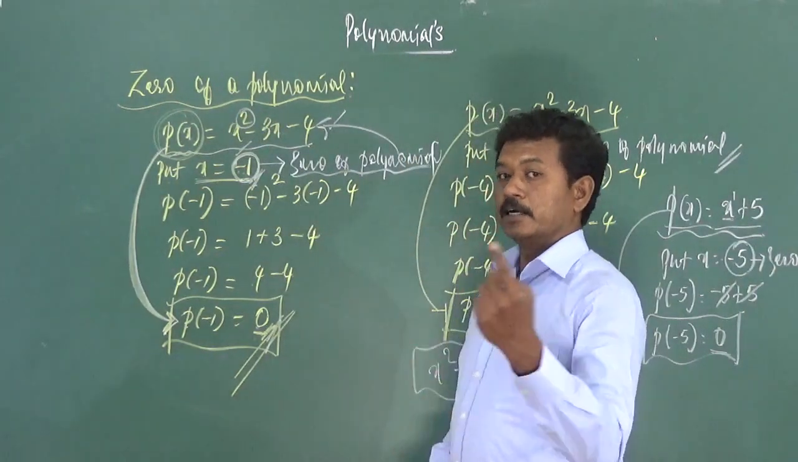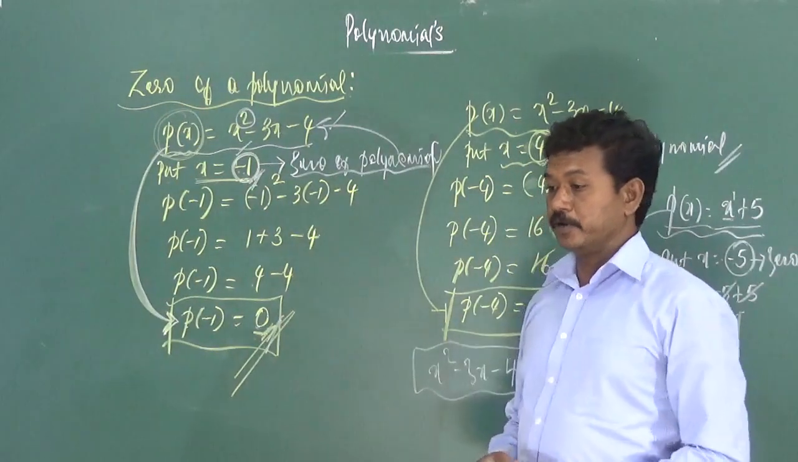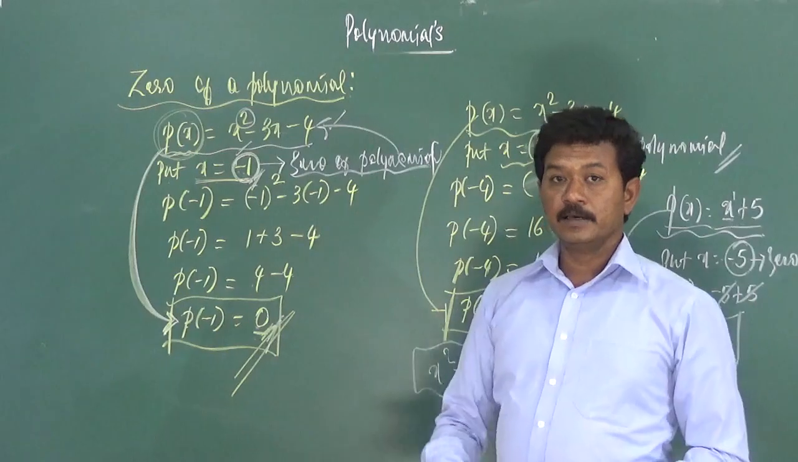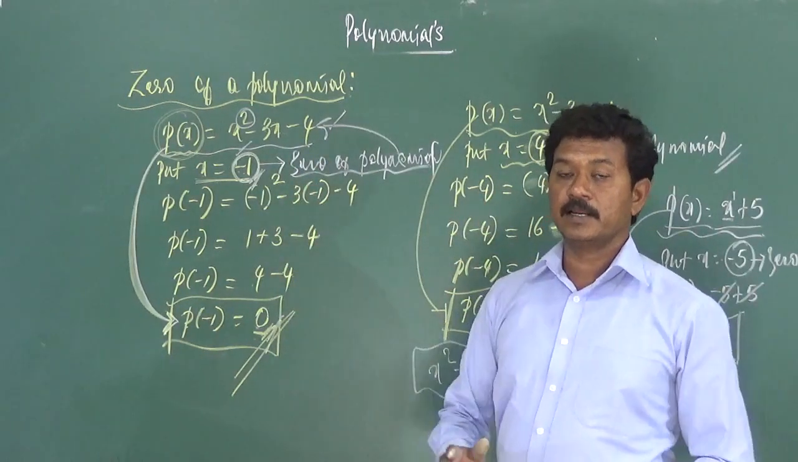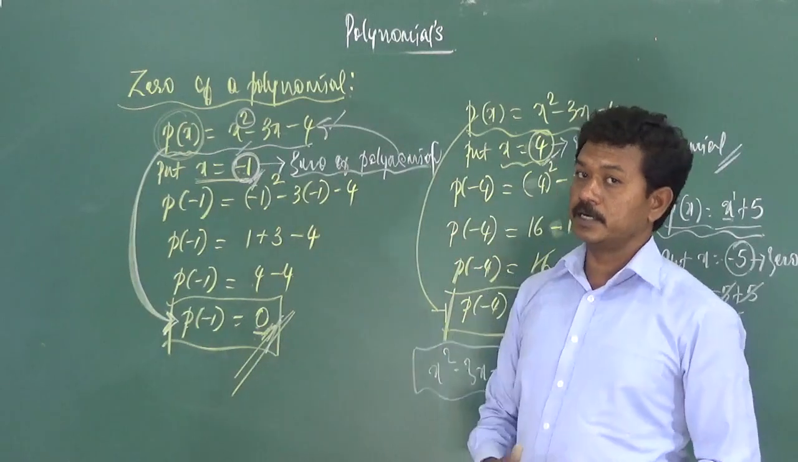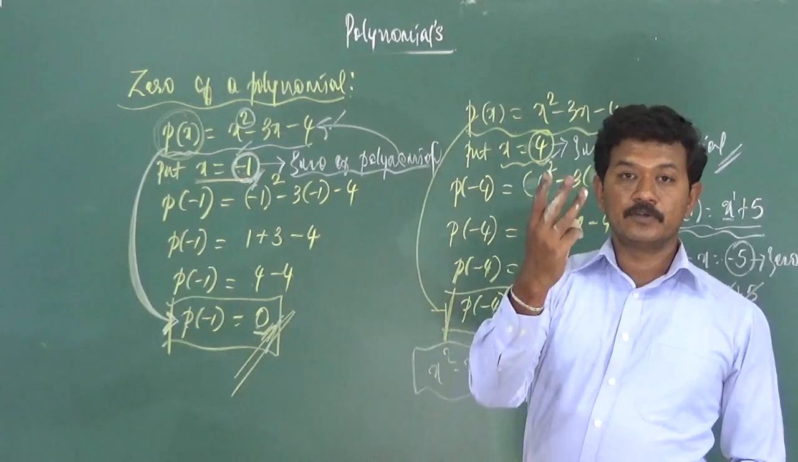Therefore, it has at most 2 zeros. So, can you guess for the cubic polynomial now? It's very easy. P of x is equal to x cube minus x. Some cubic polynomial is there. How many zeros are there for that? So, as it is a cubic polynomial, at most there are 3 zeros.